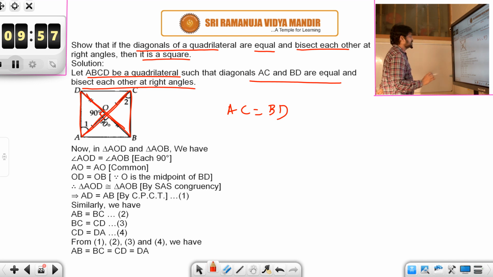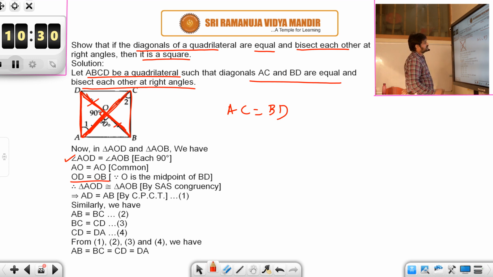This is given, right? Now what you will do is consider the smaller triangles. Consider any two triangles, say triangle AOD and AOB. So we are considering these two smaller triangles. Now using these two triangles you could show that angle AOD is 90 degrees and angle AOB is 90 degrees. Each is 90, given that they bisect at right angles. And then we know OD is equal to OB.